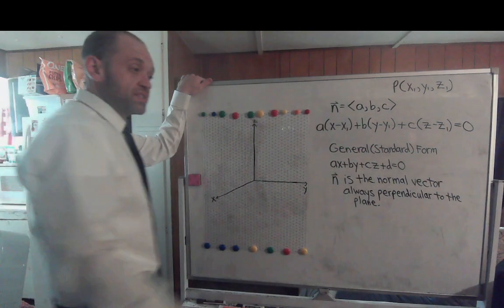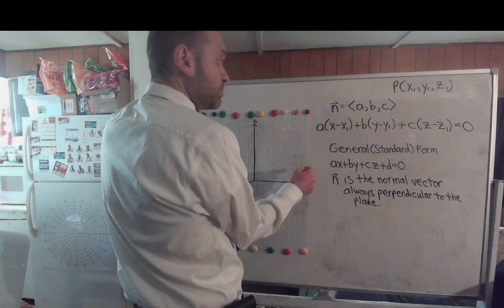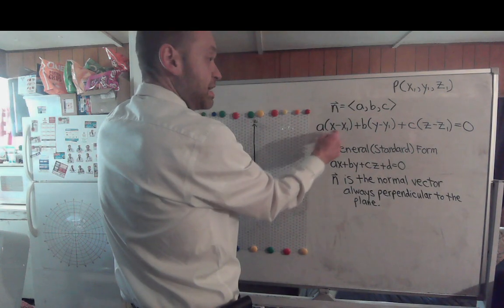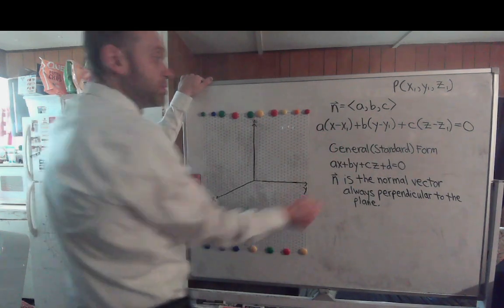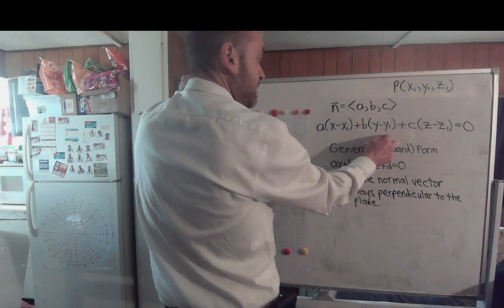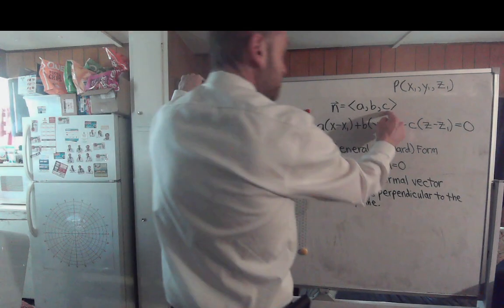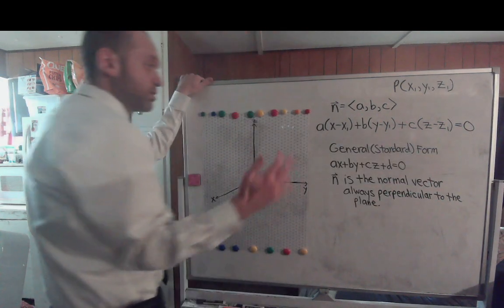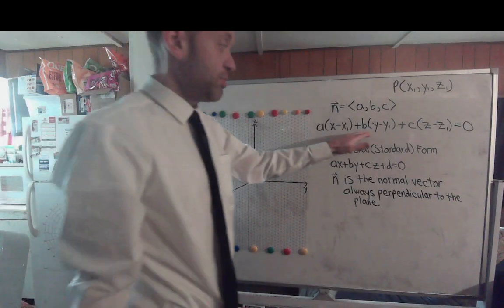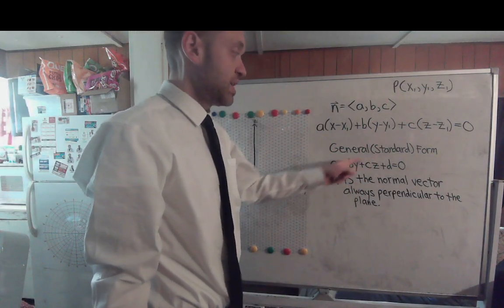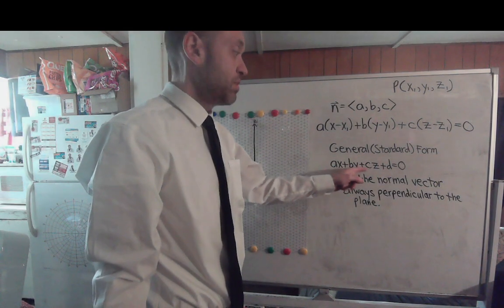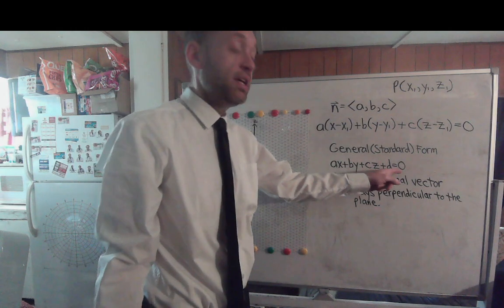So to get the standard equation of a plane, you'll take your direction number for your x component, A, times x minus x sub 1, plus that B times your y minus y sub 1, plus C times z minus z sub 1, set that equal to 0. Then when you distribute and simplify everything, you should get the general standard form of the equation of a plane, ax plus by plus cz plus d equals 0.